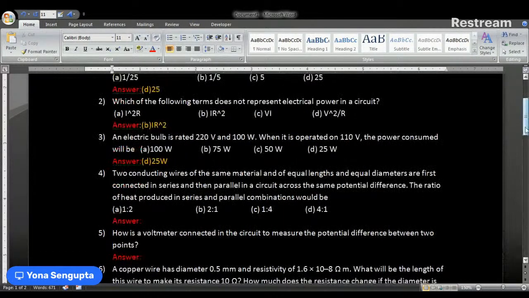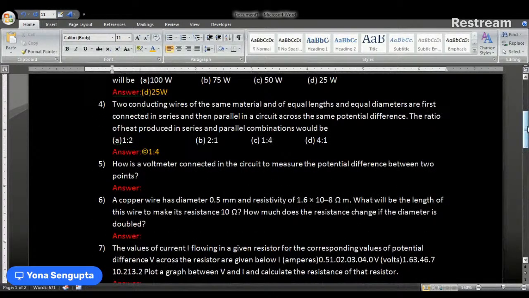So the ratio of heat produced is 1 is to 4. Okay? So the answer is 1 is to 4.